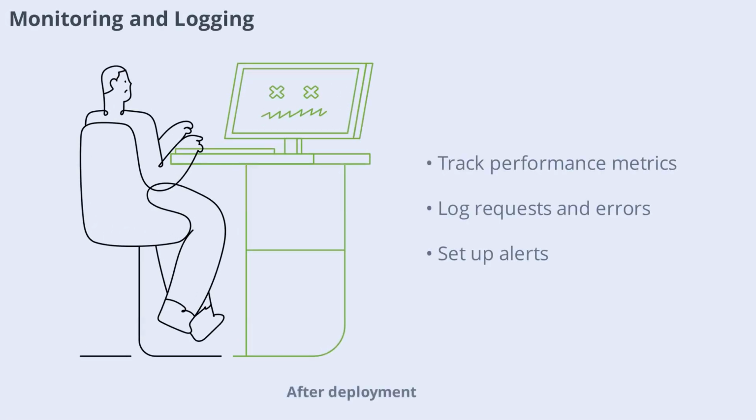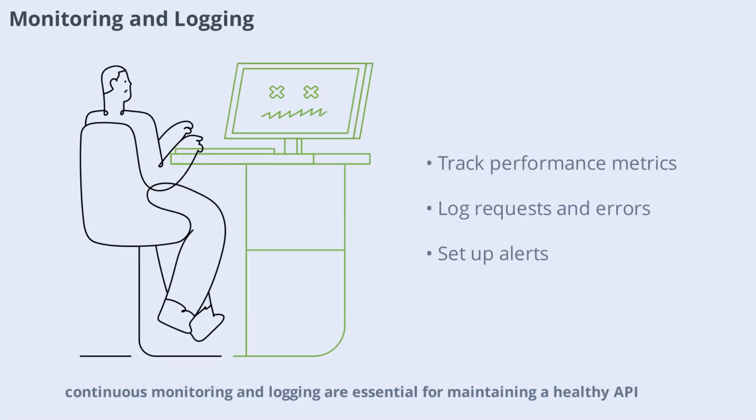After deployment, continuous monitoring and logging are essential for maintaining a healthy API. Monitoring tools can track usage, performance, and errors in real time, while logs provide detailed records for troubleshooting. Set up alerts for unusual activity or performance drops. Regular monitoring helps you catch issues early, optimize performance, and ensure your data science solution remains reliable over time.